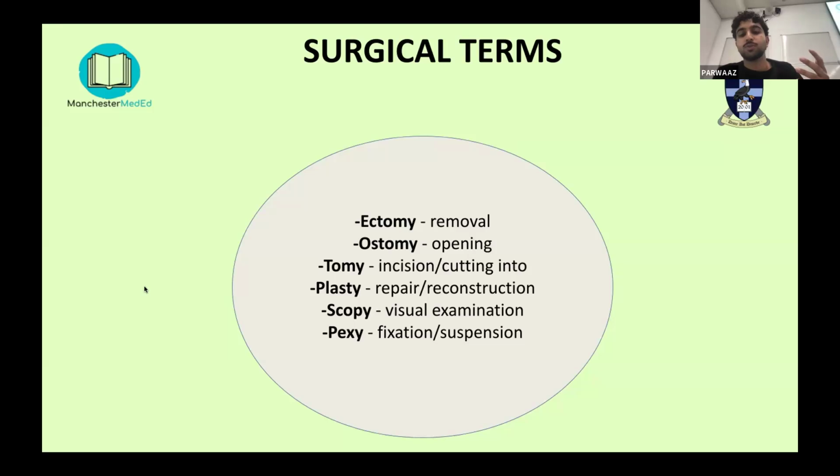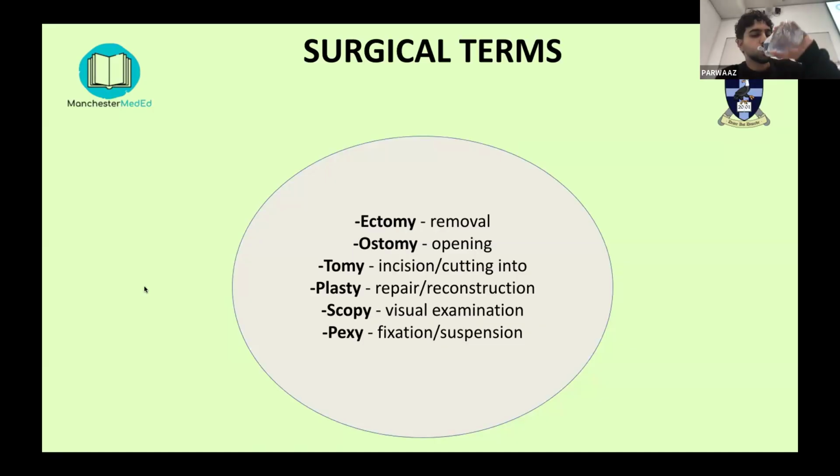Okay, ostomy is always opening. So something like ileostomy or colostomy. Obviously, if you know the prefix as well, it makes it easier. Otomy, I know I've written Tommy, but it's otomy, means incision or cutting into. It's a little bit less relevant, but sometimes you can hear the words such as enterotomy or arteriotomy, and it means cutting an opening into something like a bowel or vessel.